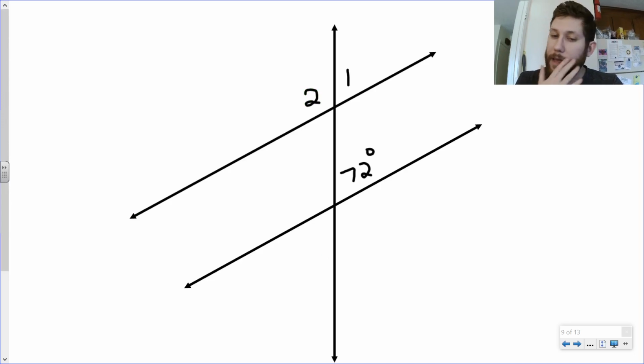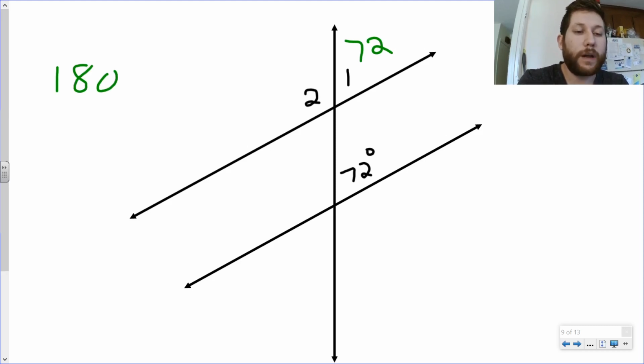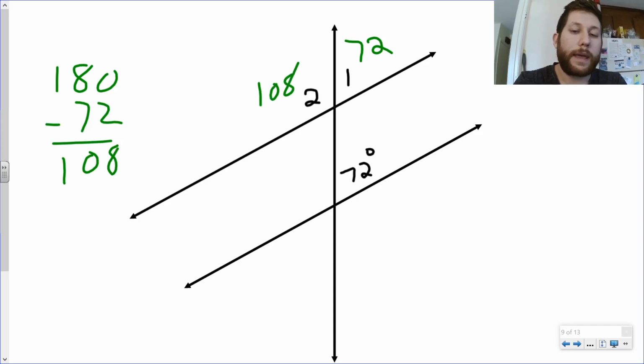All right, and then last one, we've got 72 degrees. And then 72 and 1, those are corresponding angles, so those are going to be equal. They look the same size. And then 1 and 2, that's a supplementary angle pair right there, right? We don't want to forget what we learned about angle pairs outside of parallel lines, like supplementary, complementary, things like that. I'm just going to go ahead and subtract that from 180, and I get 108.